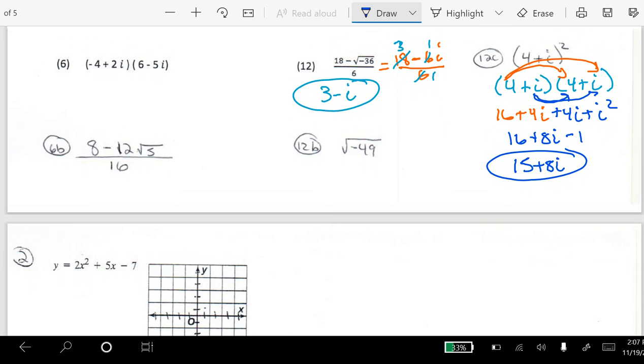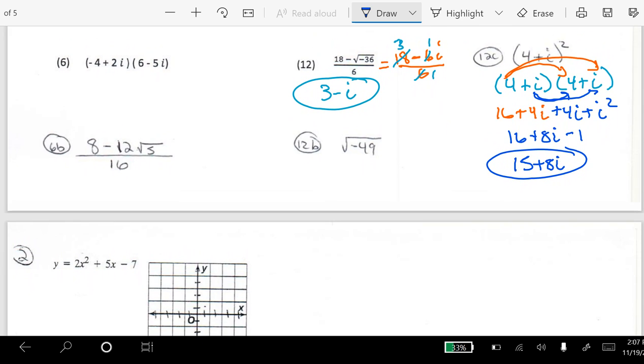For something like number 6, 6b, I just wanted to show you here that you do need to reduce this. There's nothing to do with the 5 because under the radical we can't do anything with that. But the 8, the 12, and the 16, those can all be reduced. We can do 2, but we can also go bigger than 2. We can go to 4. So 8 divided by 4 is 2. 12 divided by 4 is 3. And the root 5 is still there. And then the 16 divided by 4 is 4. So this would be our answer for that. And for number 12b, we get 7i.